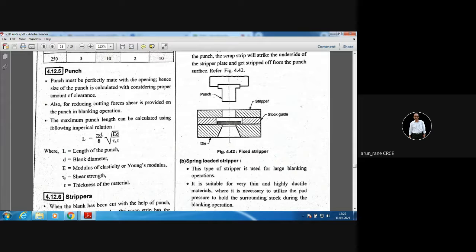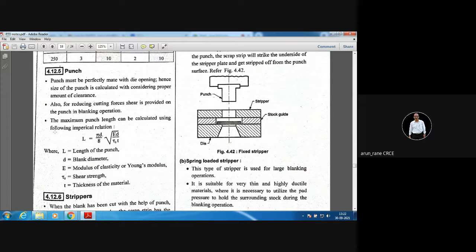Again, after a certain number of strokes or after a certain number of components, the punch becomes blunt. So you will have to regrind it. Generally, a good quality punch, hardened and ground, can give around 1 lakh pieces, 1 lakh strokes. So after 1 lakh pieces, you have to grind it. And for grinding, 0.5 millimeter material is sufficient.